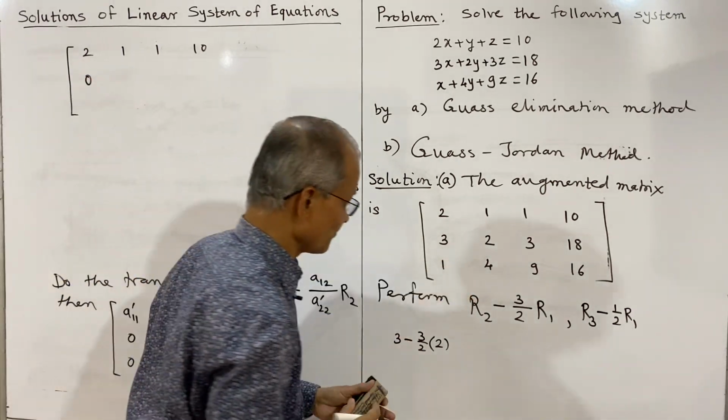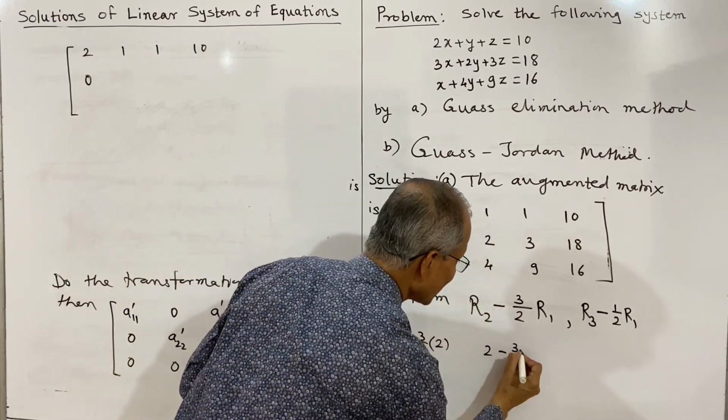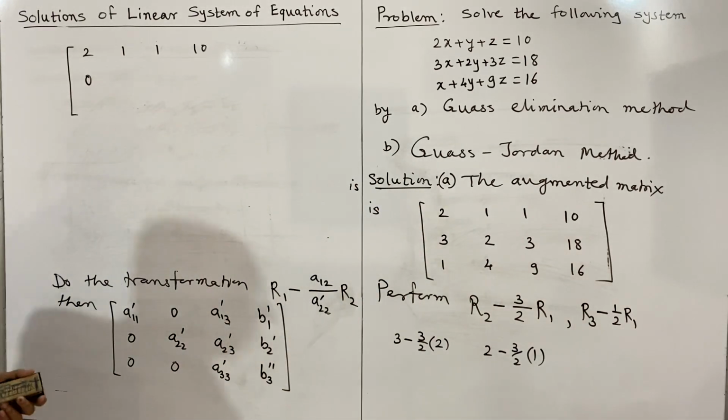Similarly here, it is the element of R2 minus 3 by 2 times the element of R1, that is 1. So 2 minus 3 by 2, and that is 1 by 2.